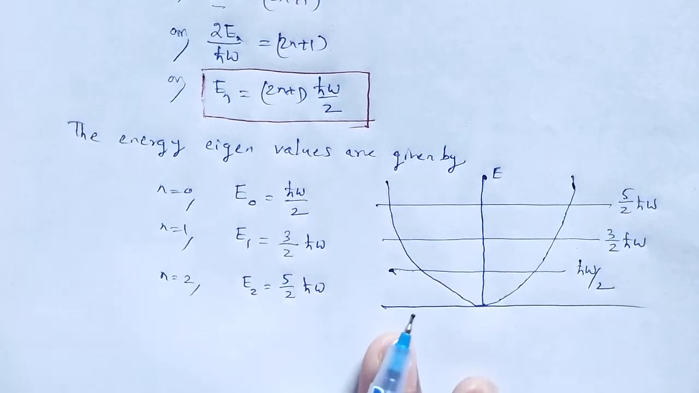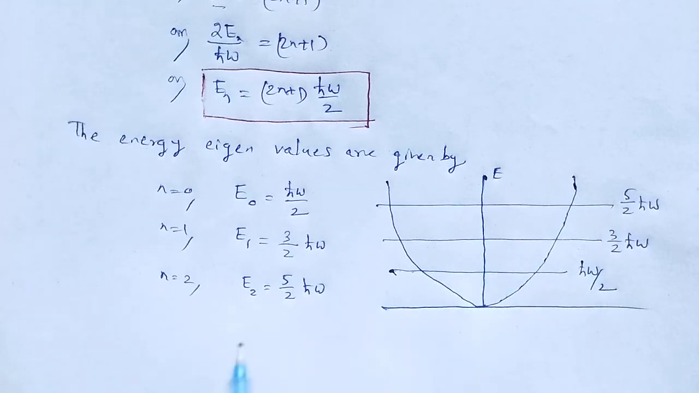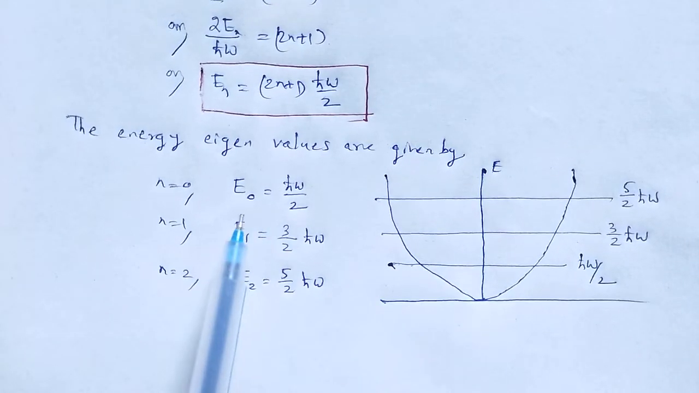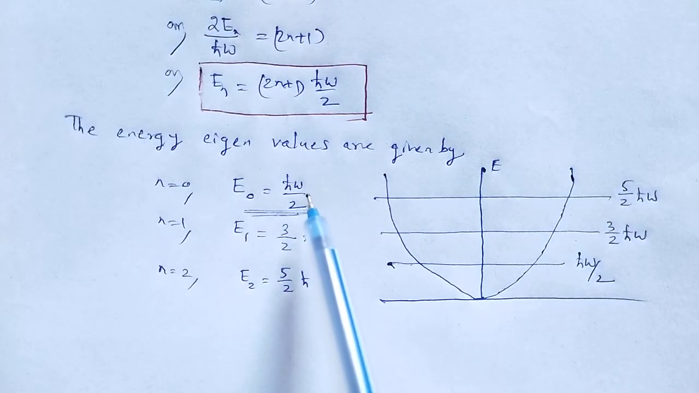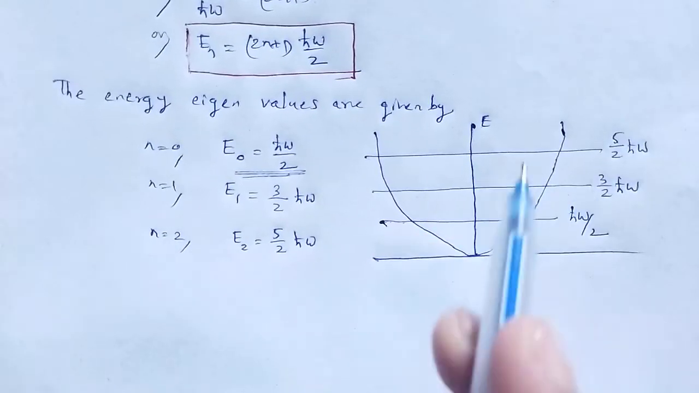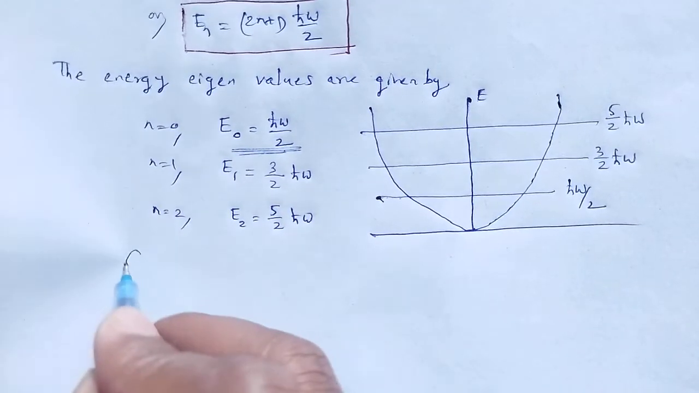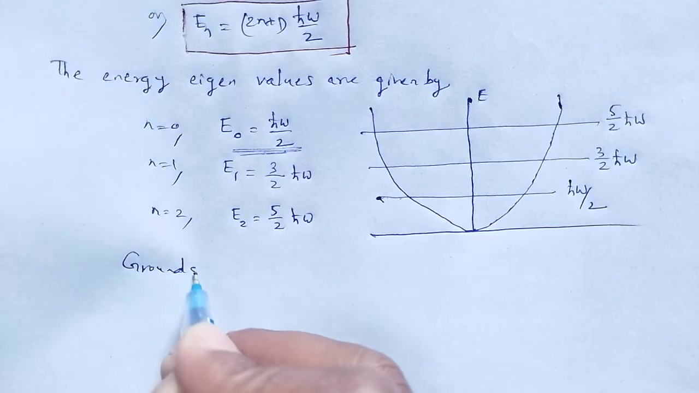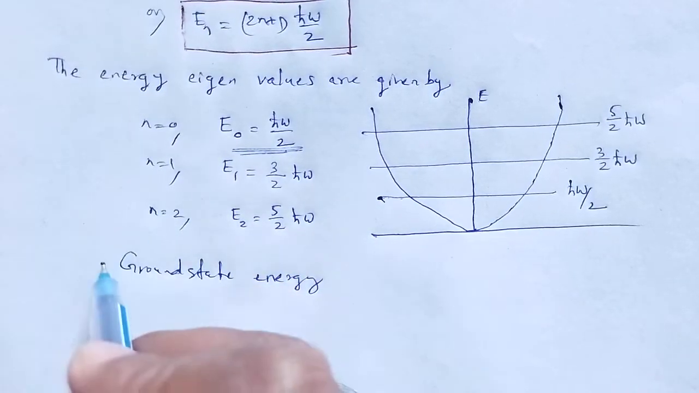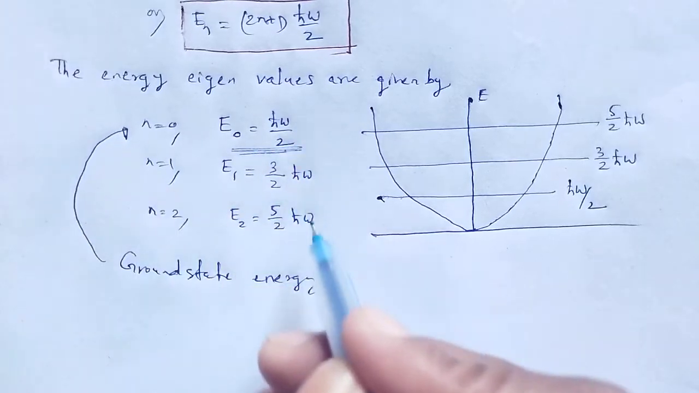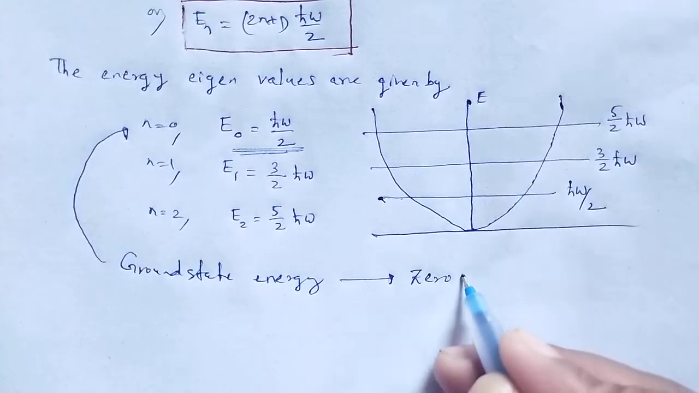Look here, the energy spectrum is equispaced, and the ground state energy, that is E0, is equal to h cross omega by 2, which is known as the zero point energy.